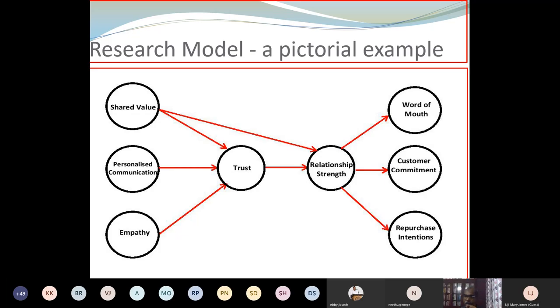I say that word of mouth is an outcome of relationship strength. That means relationship strength can positively influence word of mouth. That is my hypothesis. At the same time, I feel that relationship strength can positively influence customer commitment. And also, this relationship strength can influence repurchase intentions of the customers.